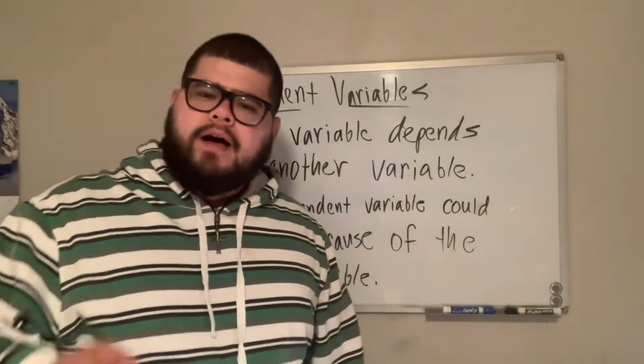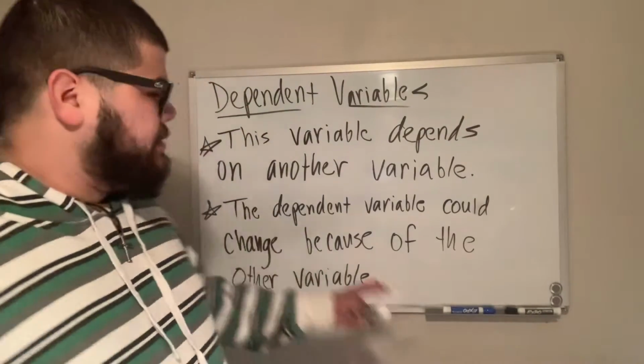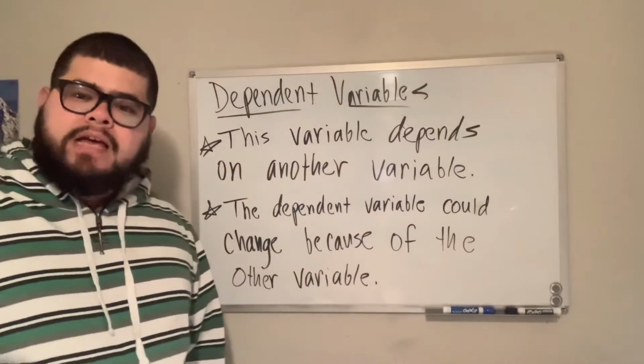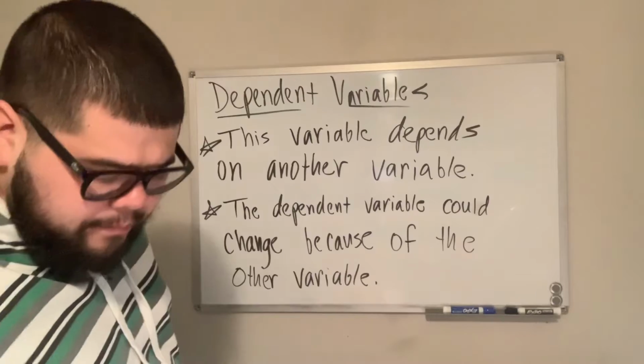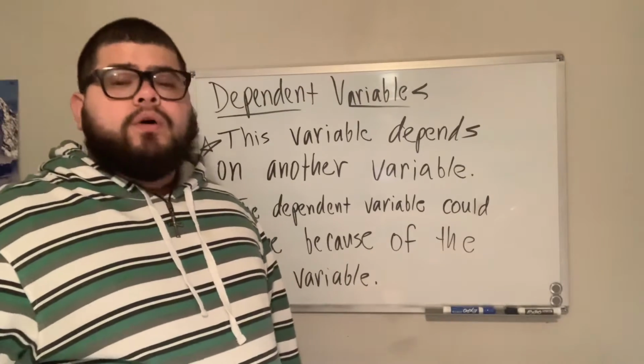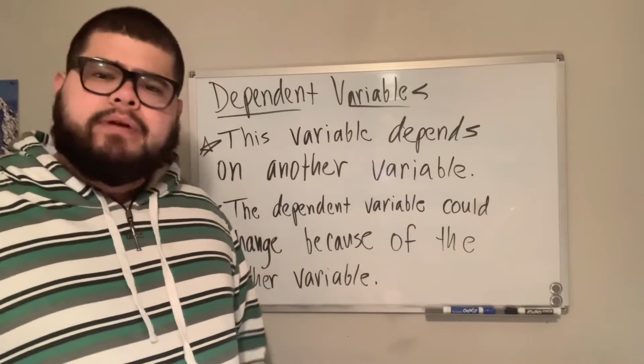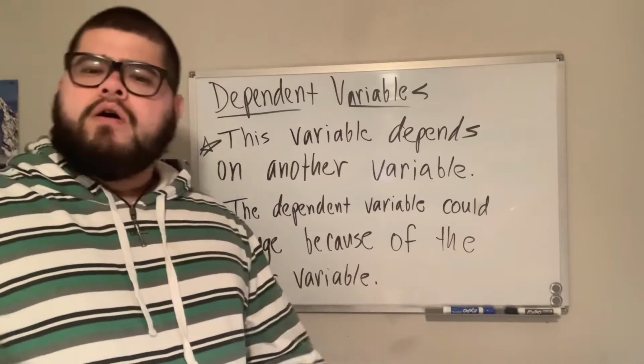Hey class, we just got done talking about dependent variable and what a dependent variable means. Now we're going to get into an example of identifying independent and dependent variables from a scenario, from a word problem.